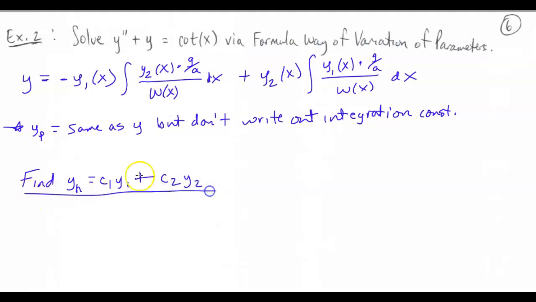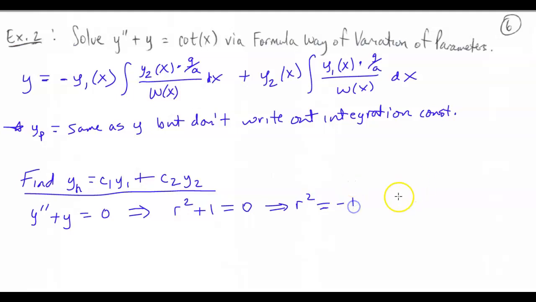Okay, so we're going to find this first. So here that means we have to solve this particular equation. And we know to do this, we need the characteristic equation, which is r squared plus 1 equals 0, which is r squared equals minus 1, which by definition, r is going to be plus or minus i, or plus or minus square root of negative 1. And we know that that's the definition for i, or that imaginary number.